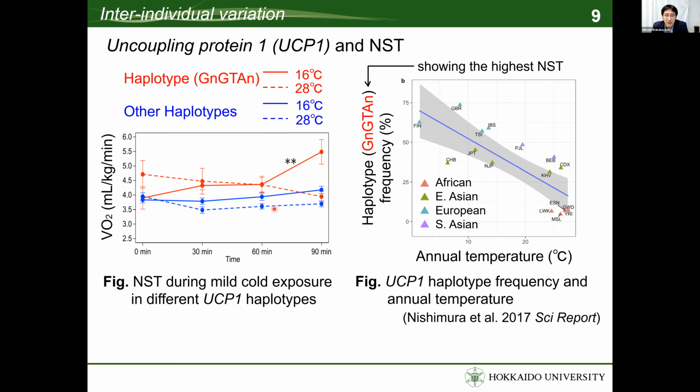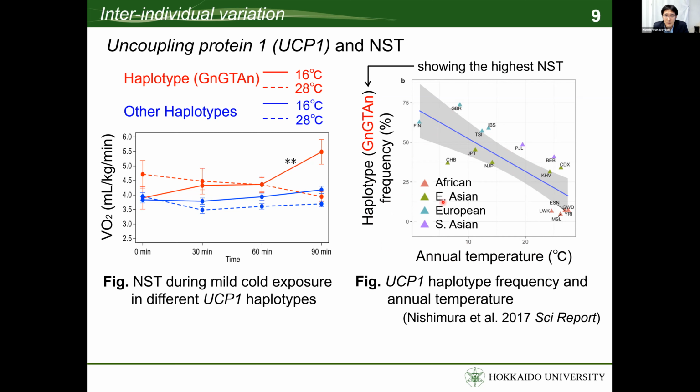Then they focused on this haplotype, and based on the 1,000 genotype database, they analyzed it like this. This figure shows the correlation between this haplotype frequency in several populations and the annual temperature where they live.